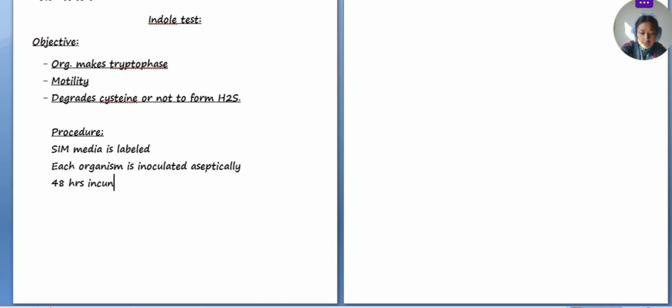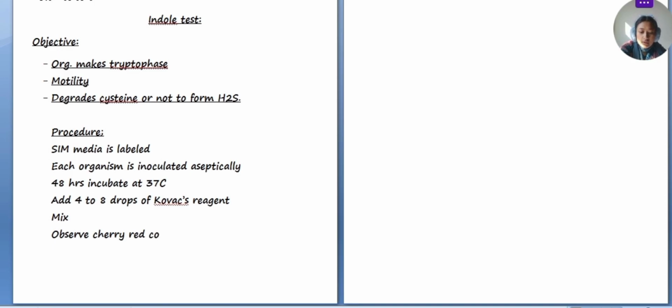Incubate for 48 hours at room temperature or body temperature, 37 degrees Celsius. Then after 48 hours of incubation, we add 4 to 8 drops of Kovacs reagent, and after adding it, mix. Afterwards, observe a shiny red color on the surface.